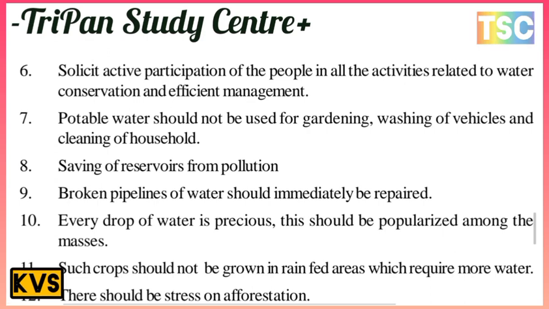The next point: the precaution that every drop of water is precious should be popularized among the masses. Such crops which require more water should not be grown in rain-fed areas. And there should be a stress on afforestation. This is the most important twelfth point.